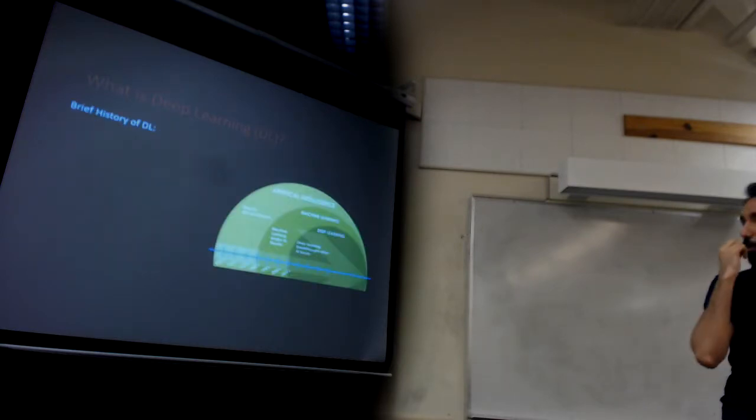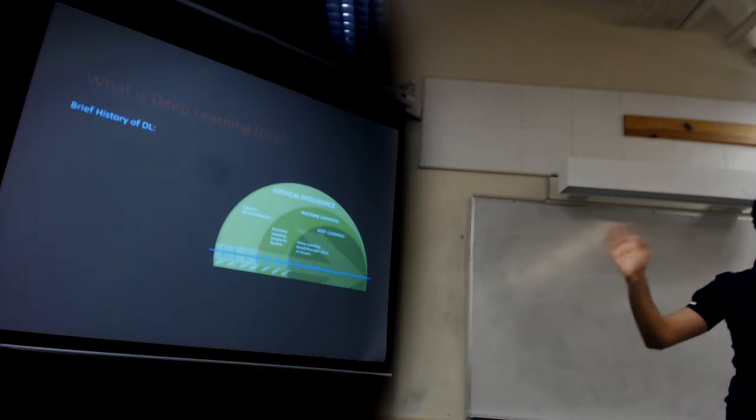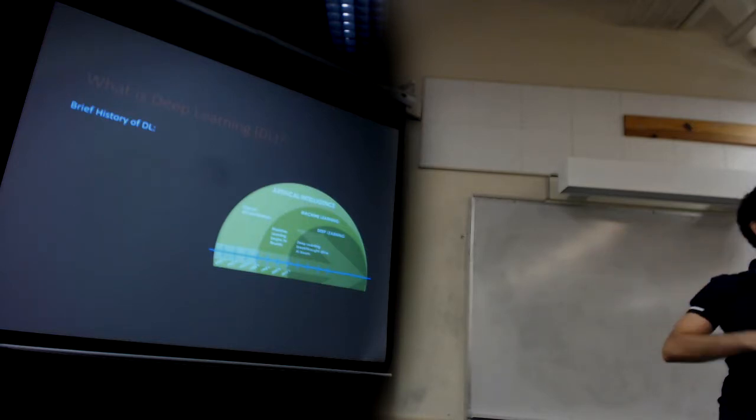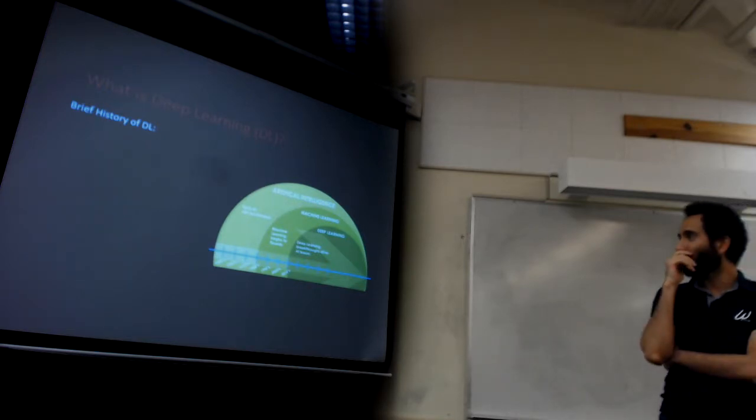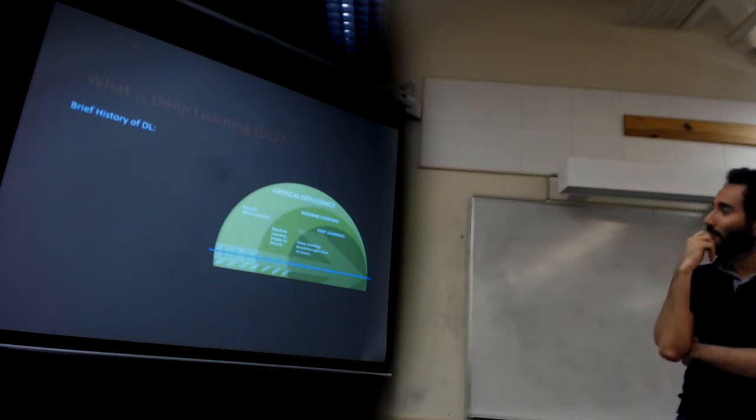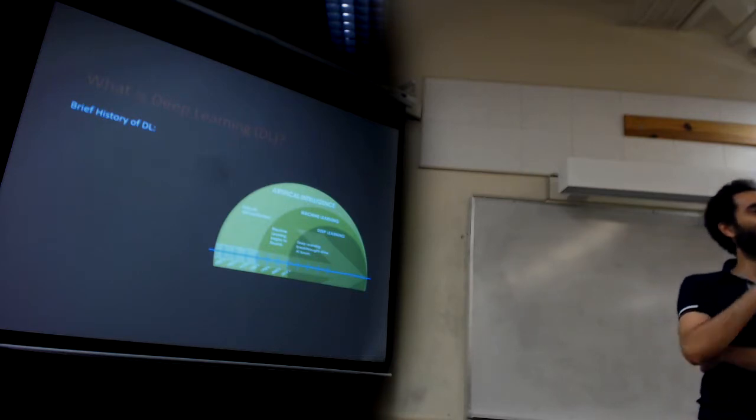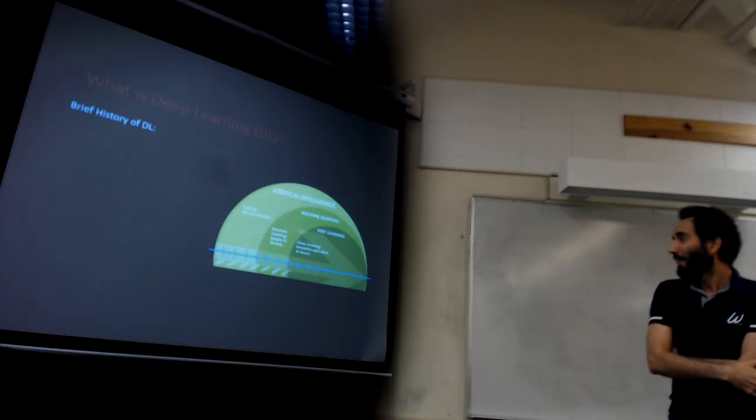Now let me quickly go over the history of deep learning. I don't want to spend that much time on it. There are so many different resources that you can find on the net to go over this, but I want to quickly go over it. I'm not sure if it is even readable from the back of the class, but maybe.